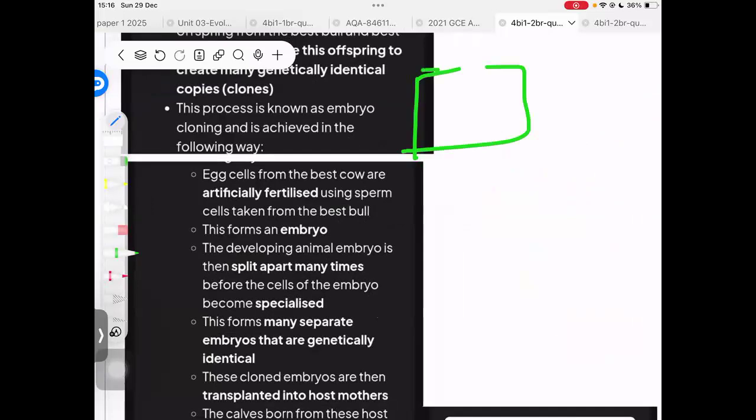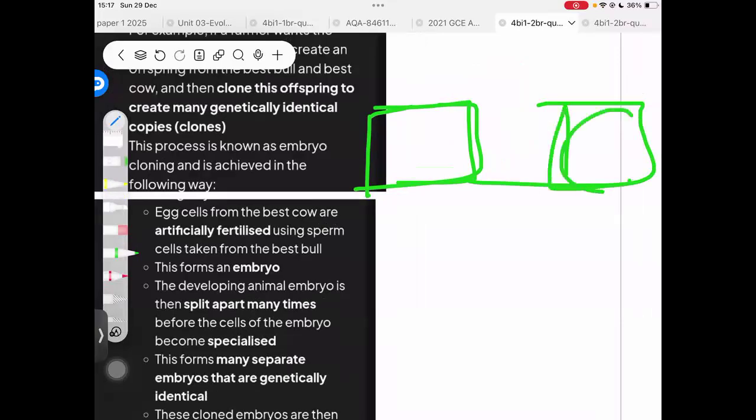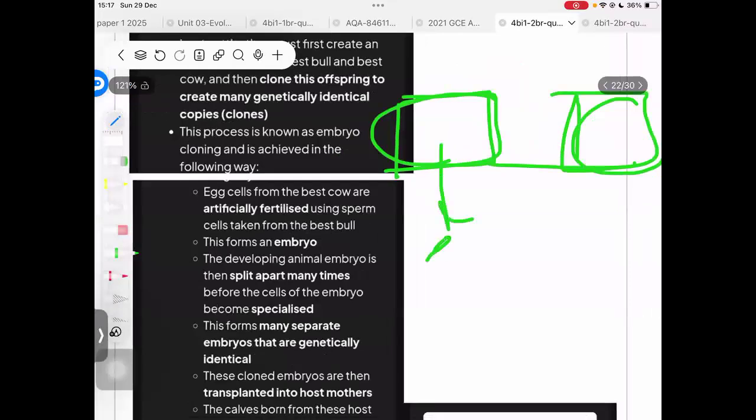So you are going to take the best cow, which produces a lot of milk, and you are going to take the best bull, that also produces really tasty milk. So you're getting the best cow and the best bull. And then you're taking the cow's eggs and the bull's sperms and you're fertilizing that, artificial fertilization or in vitro fertilization.